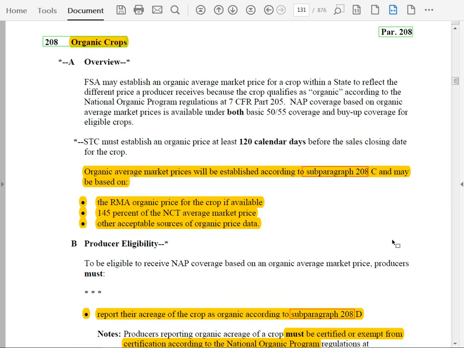Organic producers also have special provisions under the NAP program. When signing up, certified organic growers may elect the organic option. This option will give producers the benefit of increased organic prices while considering the reduced yields observed by most organic growers when compared to conventional growing methods.